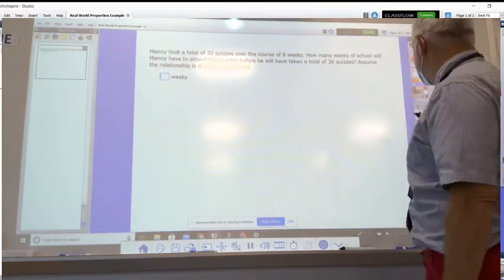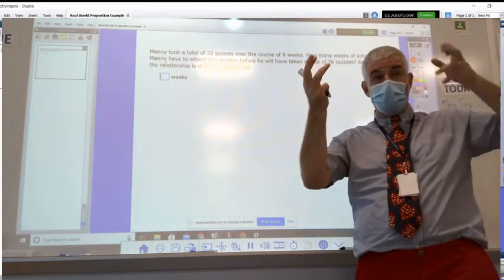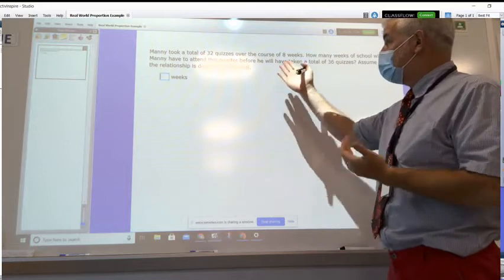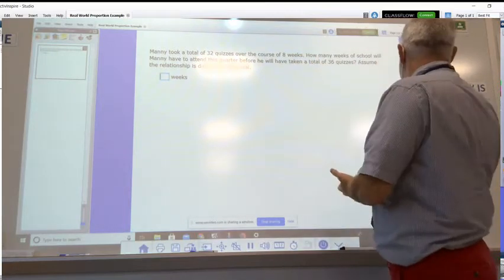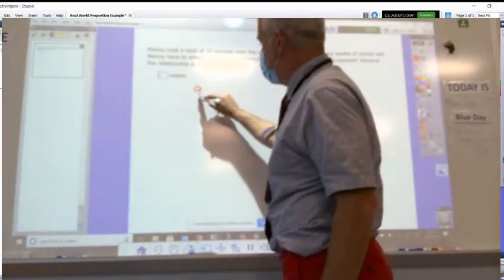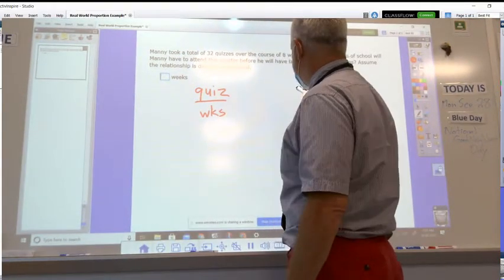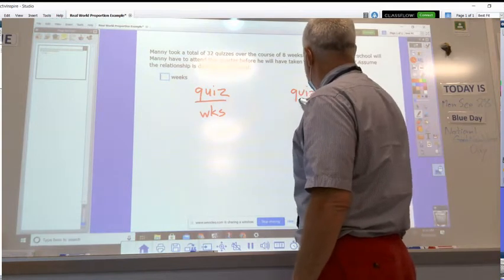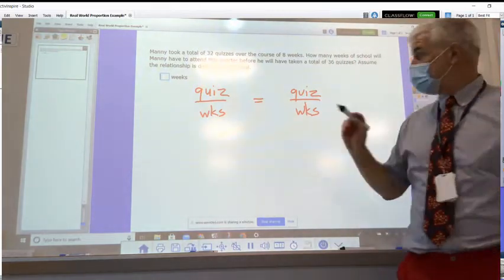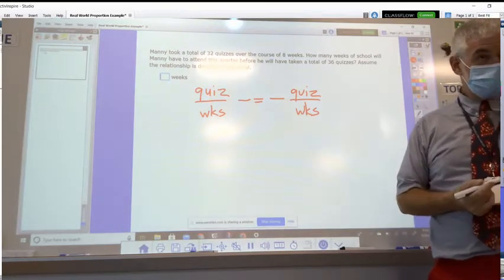So a real world proportion has two things that are related at one point, and then the same two things at another point, and you're trying to figure out one of them. In this case, it's quizzes and the number of weeks. When you have those two things figured out, you can set up your proportion. I'm going to do quizzes over weeks on one side and quizzes over weeks on the other side with an equal sign in between. Now the question is, what goes into these two ratios?